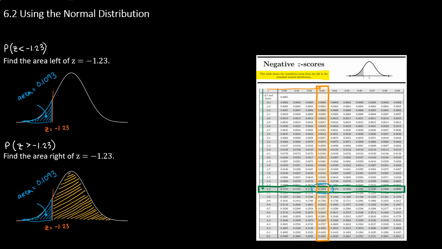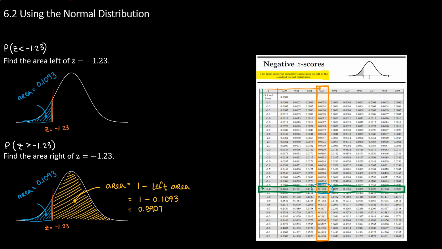We can't read this directly from the table though, because notice this table shows the cumulative areas from the left in the standard normal distribution, and again we're looking for the area on the right. So we're going to use that idea, 1 minus the left-sided area, to find the right-sided area. We happen to know the left-sided area since we just calculated it, so we'll do the difference of 1 minus 0.1093 to find the right-sided area is almost 89%.